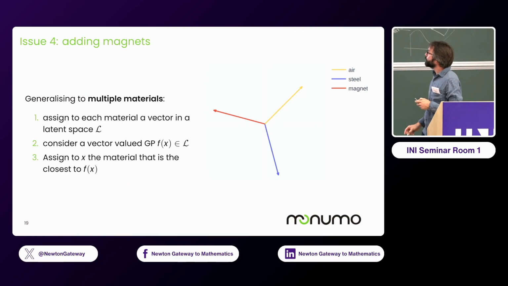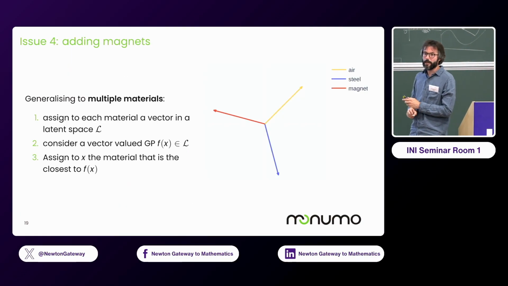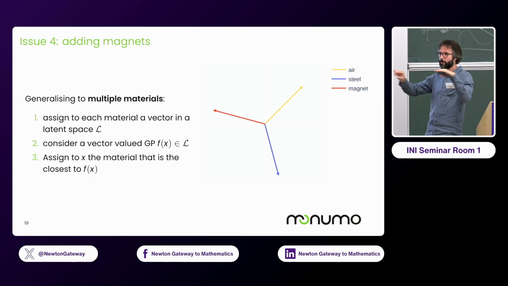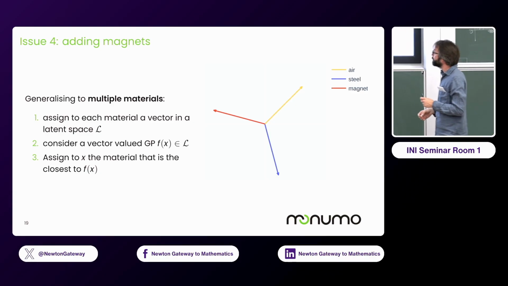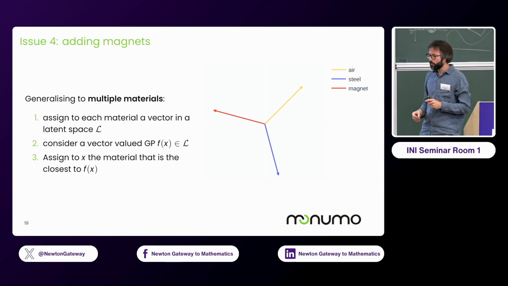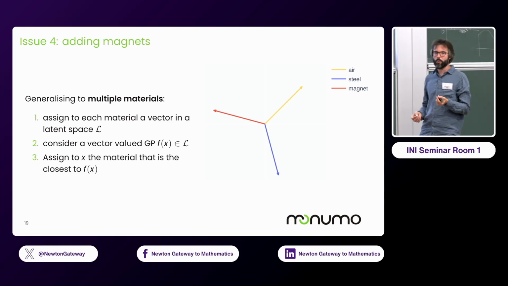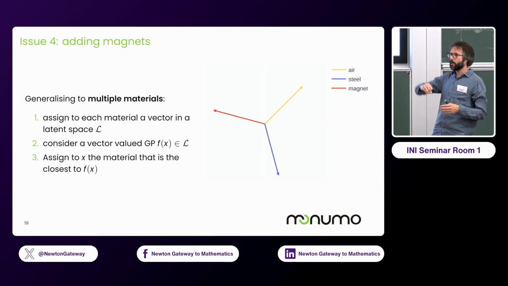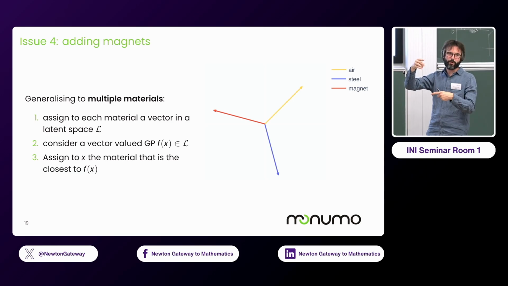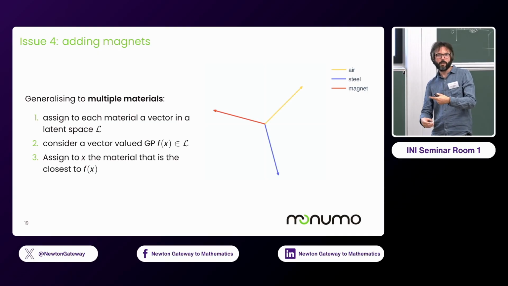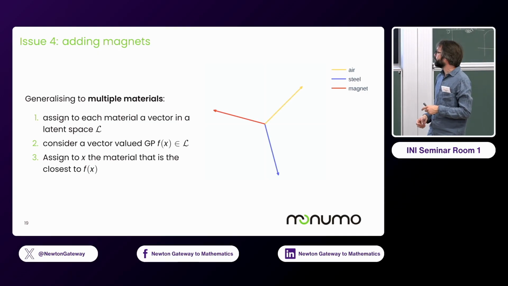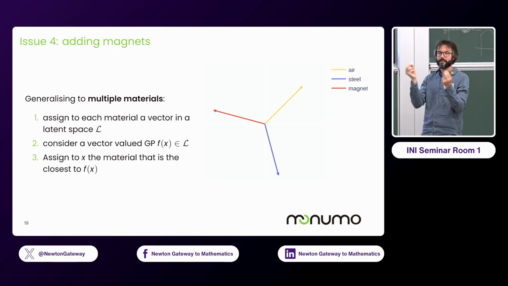Okay, and issue number 4 is adding magnets. So far we're just thresholding a function that was giving us one material or the other. But what happens if we want to have more materials? We could try something with more thresholding, saying if it's above 1, it's one material. If it's between 0 and 1, it's another. If it's below 0, it's yet another material. But then you would have things with 2 materials that can't touch each other, for example.